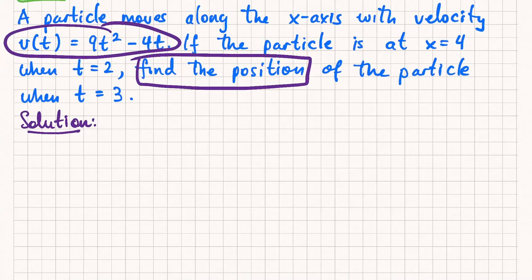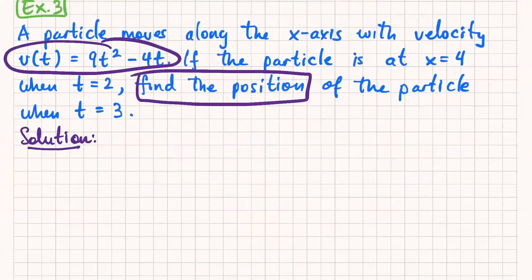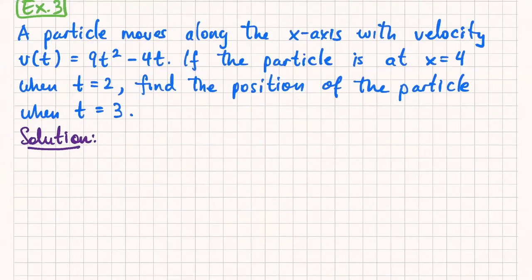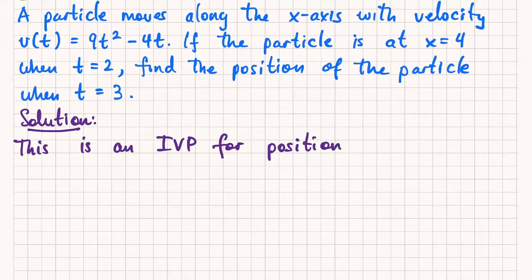So hopefully they should have also given me what else? They should have also given me a point, right? And did they give us a point? They did. So this is an IVP for position. So what is the information we were given? Remember, IVPs come with two things: they give us the derivative and they give us a point. So what were the two things they gave us? Derivative and point.